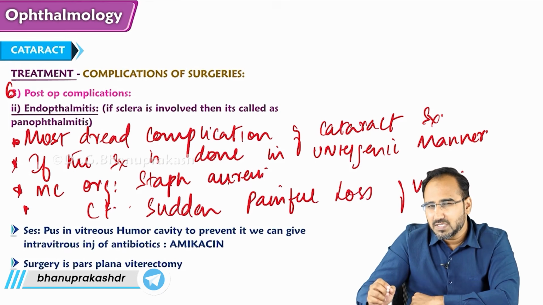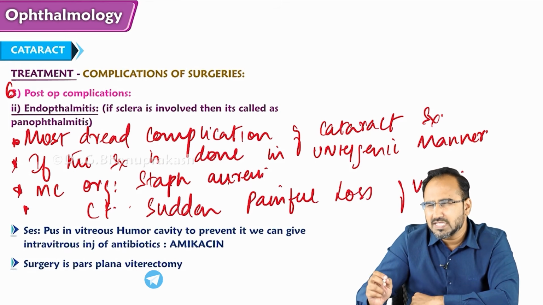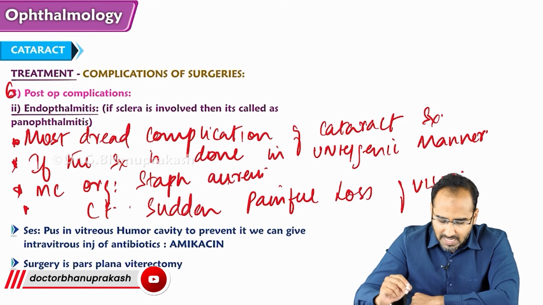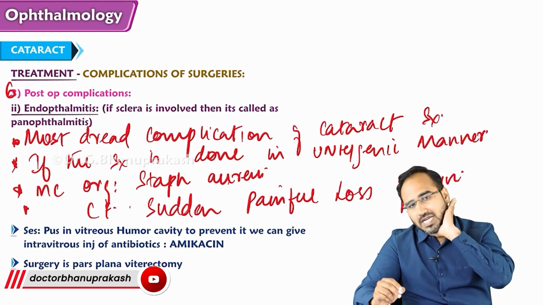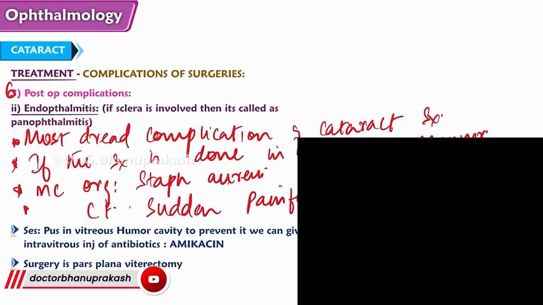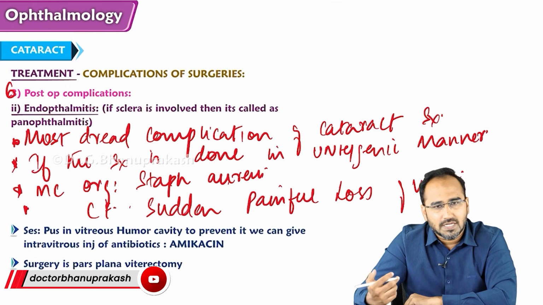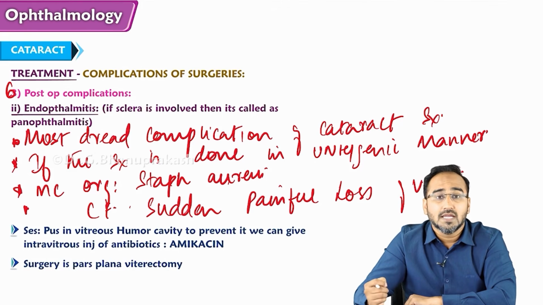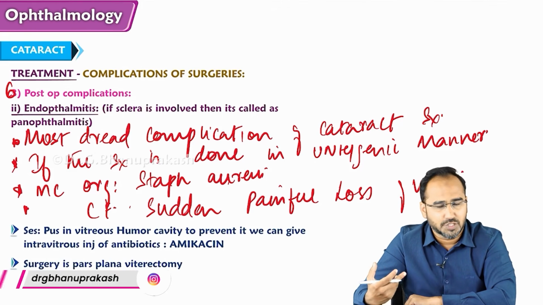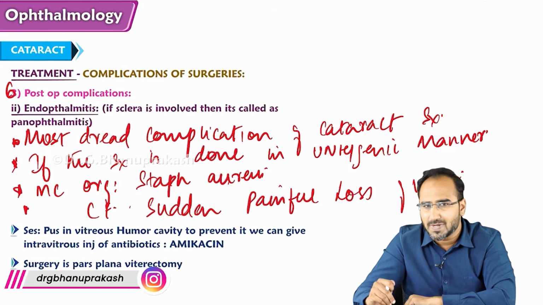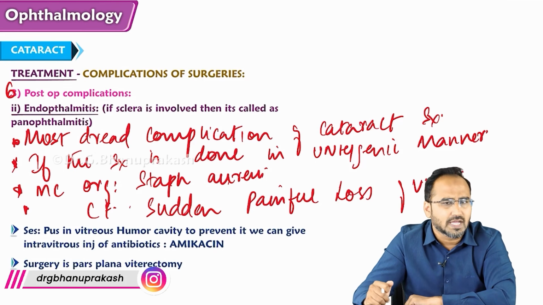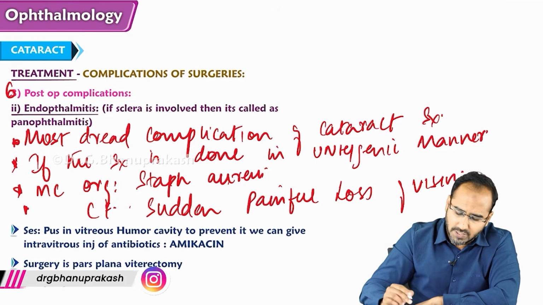When this patient comes to you, you examine his eye. What will you see? You will see pus in the vitreous humor. So how will you approach a patient who is suffering with endophthalmitis? You can first remove some pus by doing pars plana vitrectomy, because it's in the vitreous humor. Or if there is a little bit of pus, you can give an intravitreal injection of amikacin.